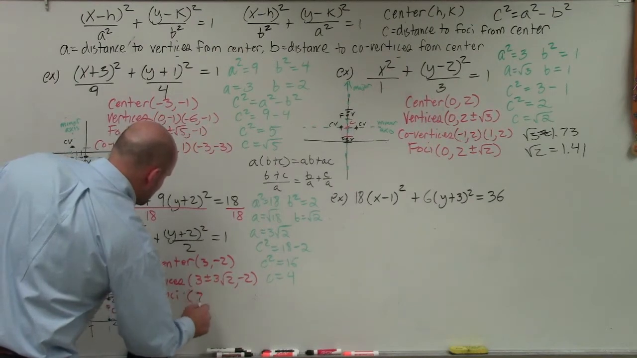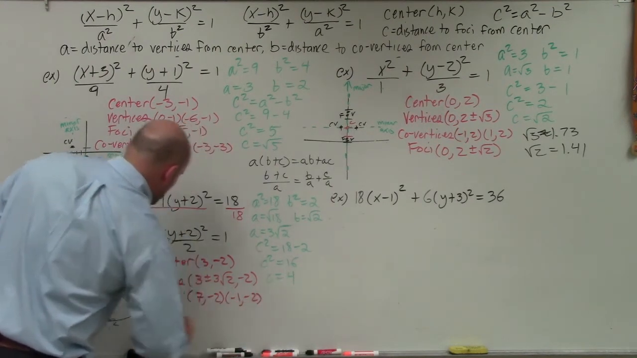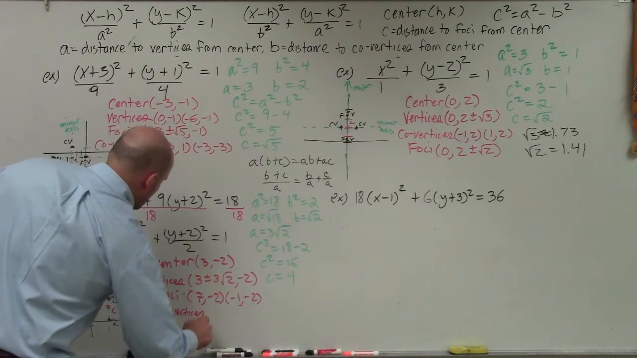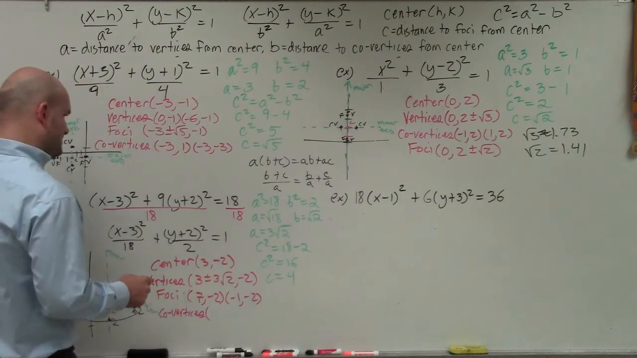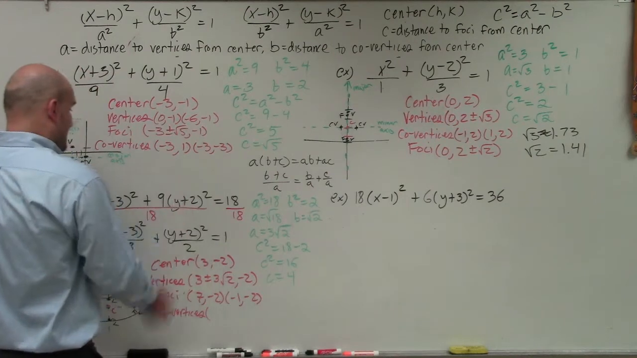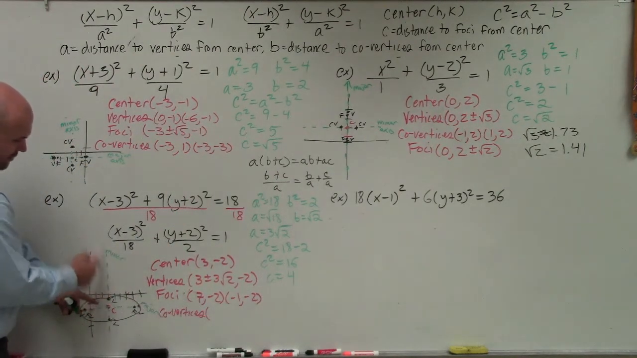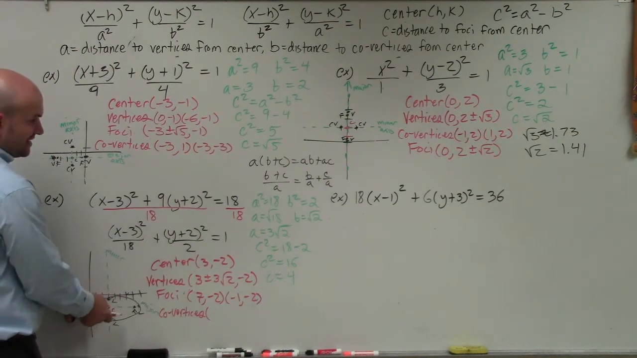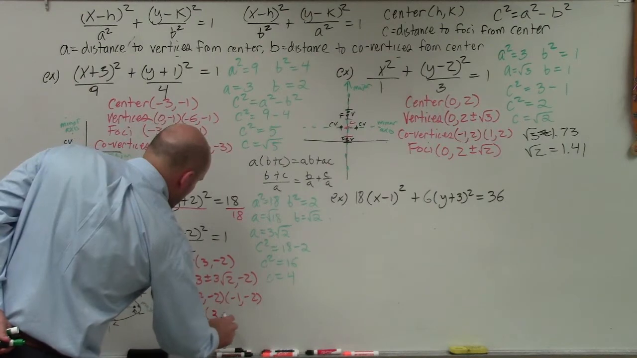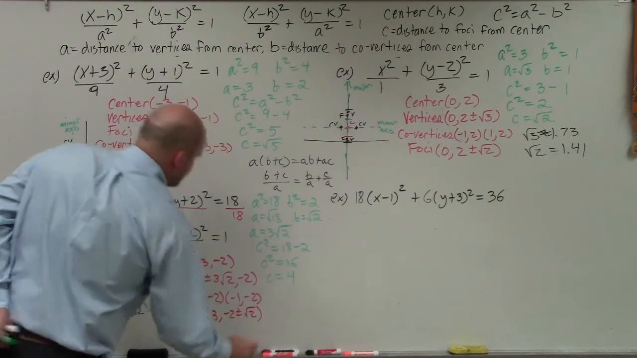So I'll write that as 7, -2, and -1, -2. And then last but not least, is your co-vertices. Co-vertices is going to be a distance of b, which is square root of 2. Now that's going to be up or down, so the x-coordinate remains the same, right? But now we're going up or down, so we're going to be adding and subtracting square root of 2 to the y-coordinate, which is -2. So we do 3, -2 plus or minus square root of 2.